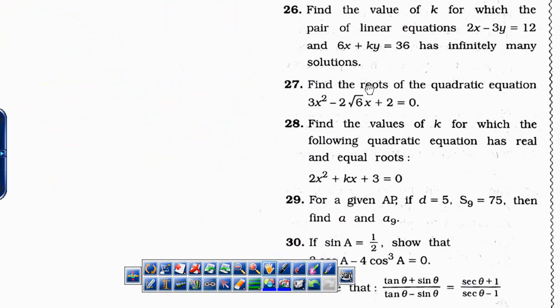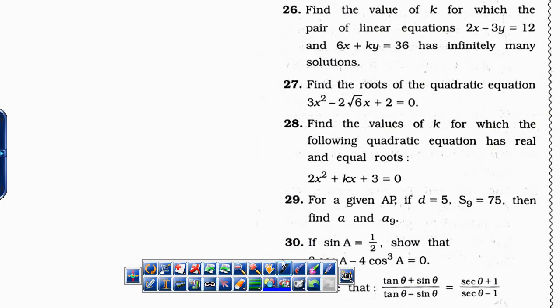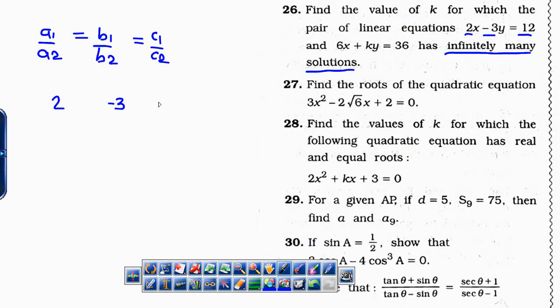Twenty-sixth sum. Find the value of k for which the pair of linear equations has infinitely many solutions. Infinitely many solutions की condition है a1 upon a2 is equal to b1 upon b2 is equal to c1 upon c2. 2 minus 3 minus 12, 6 k minus 36. They all are supposed to be equal.